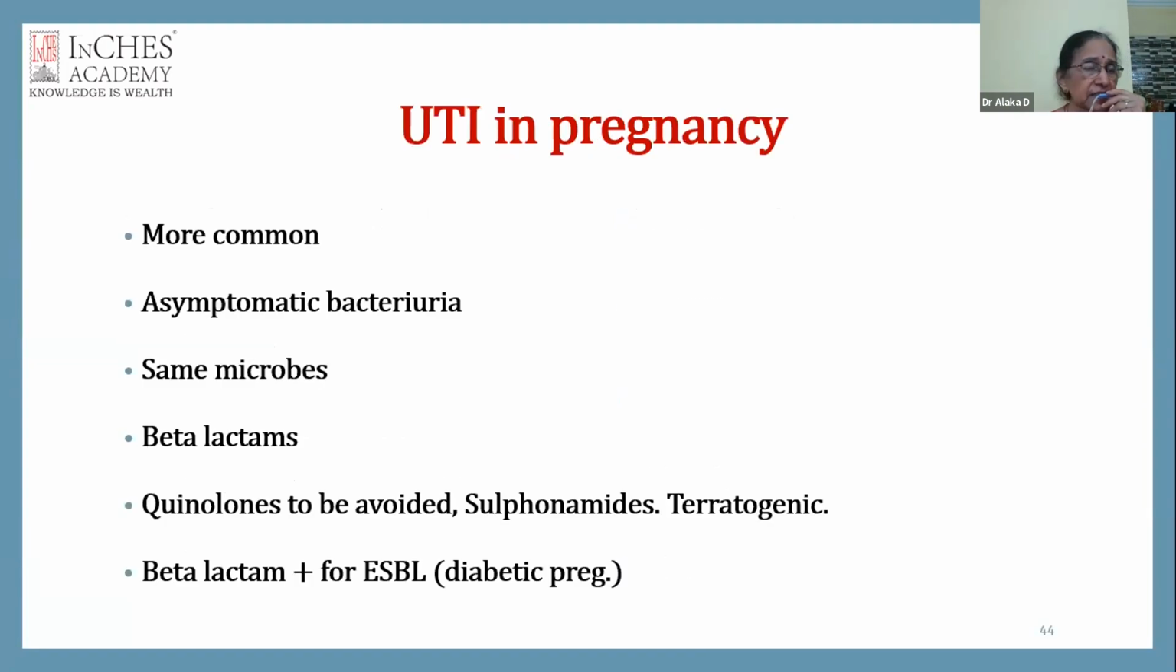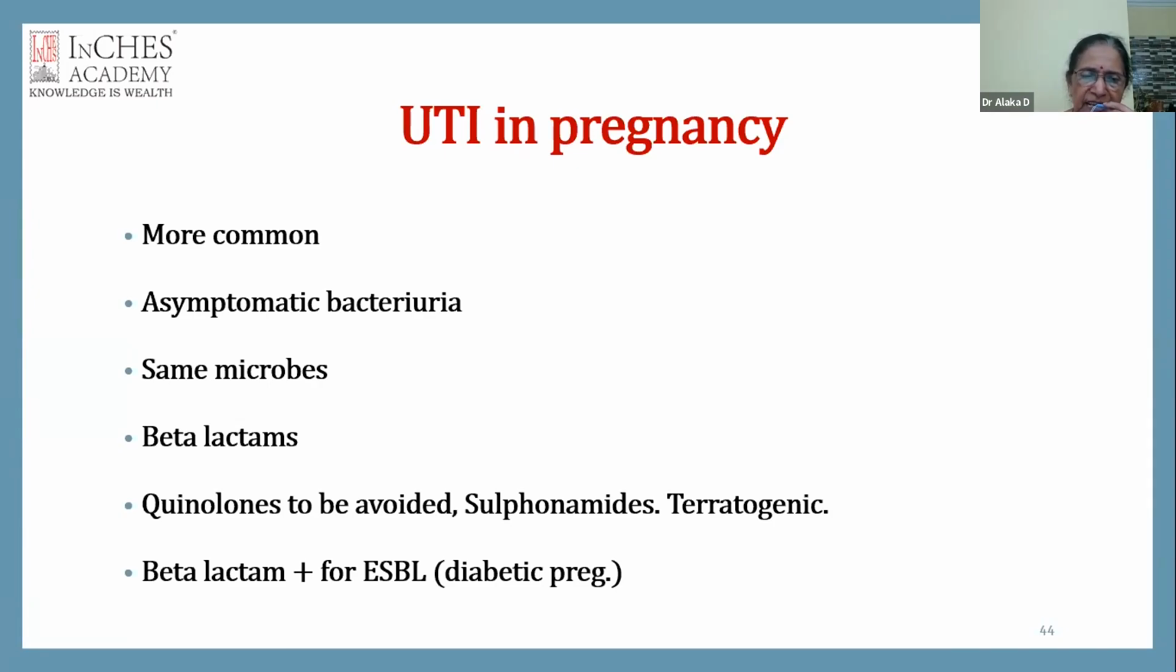Urinary tract infections in pregnancy are very common. Asymptomatic bacteriuria is common. Same microbes as I told you in the adults. Beta lactam should be used, that is cephalosporin. Quinolones to be avoided. Sulfonamide, never, never. Septran, no. It has become obsolete now. So no quinolones, no sulfonamides, because they are teratogenic.